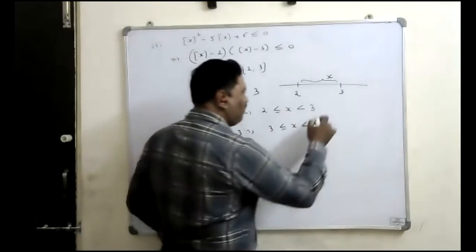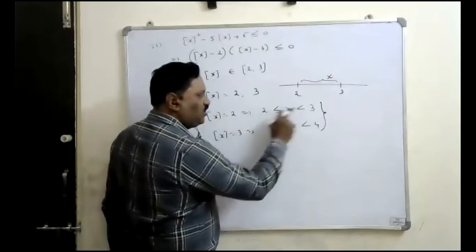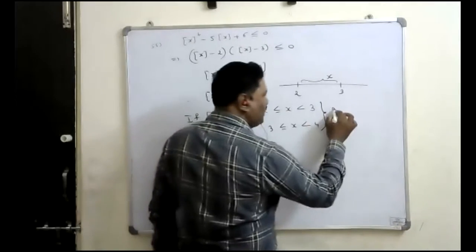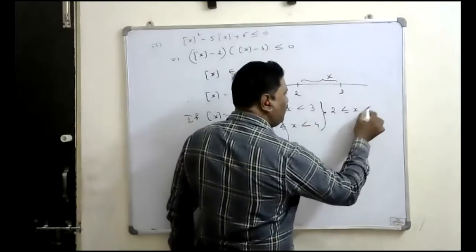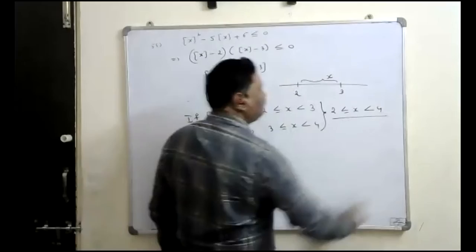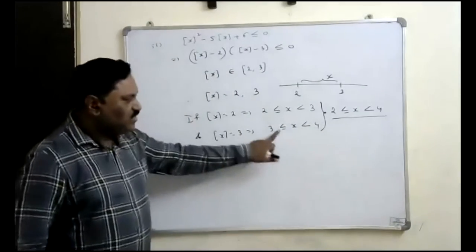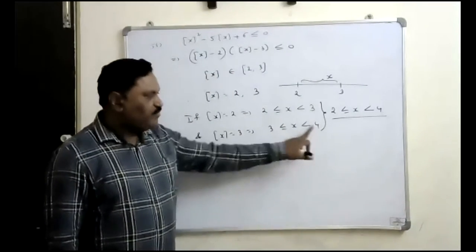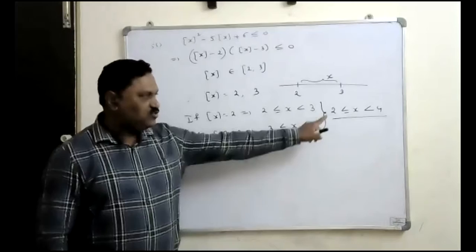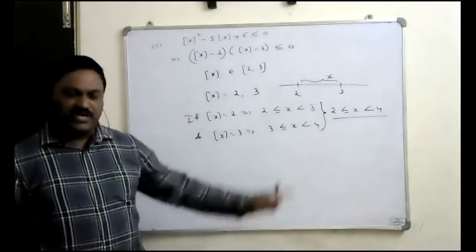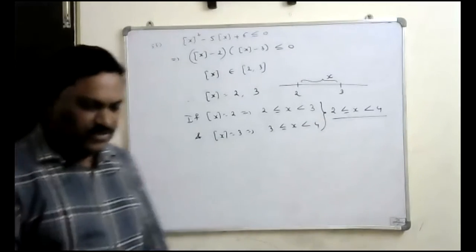Then how do you combine this interval? 2 to the 3 or 3 to the 4 means 2 less than or equal to x less than 4. We can take 2, we can take 3 in between, but not 4, means we have to take up to 4. So x should lie between 2 to the 4. That is the solution of this. Take that.